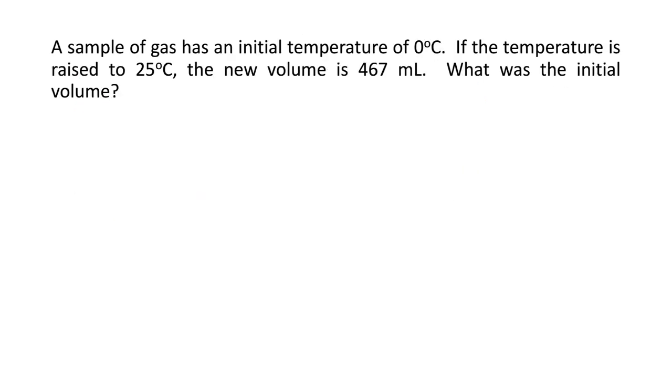A sample of gas has an initial temperature of 0 degrees Celsius, so there's my T1. If the temperature is raised to 25 degrees Celsius, there's my T2, the new volume is 467 milliliters, so there's my V2. What was the initial volume? So what I'm looking for is V1 here. Let's go ahead and put this in my equation.